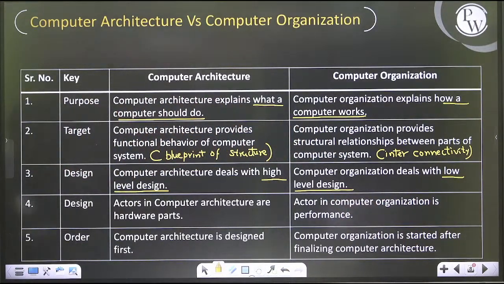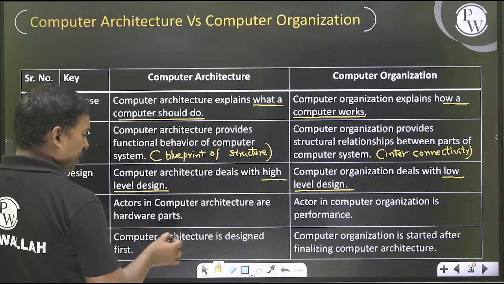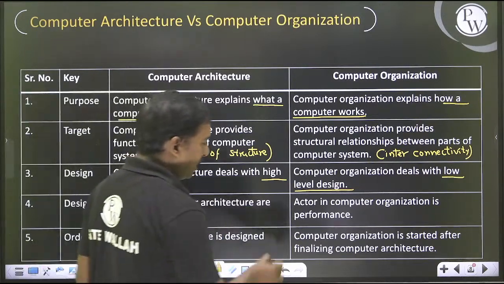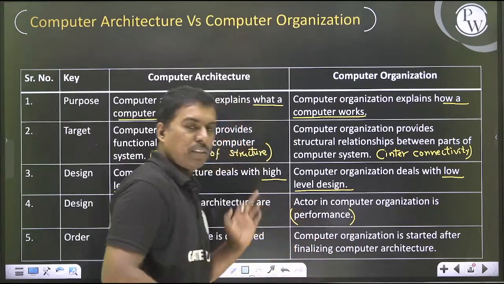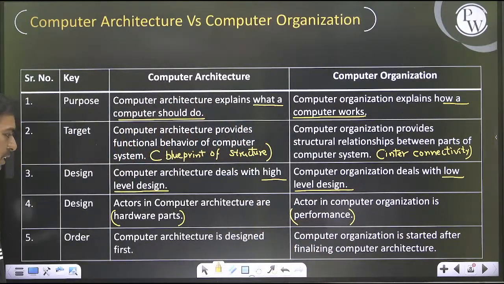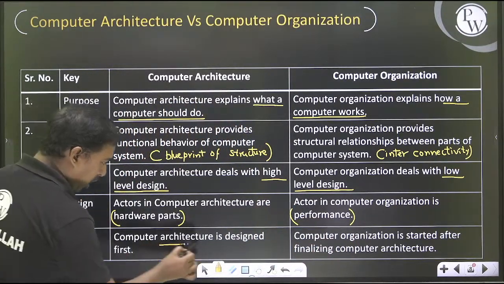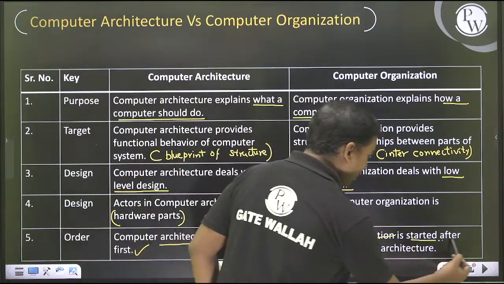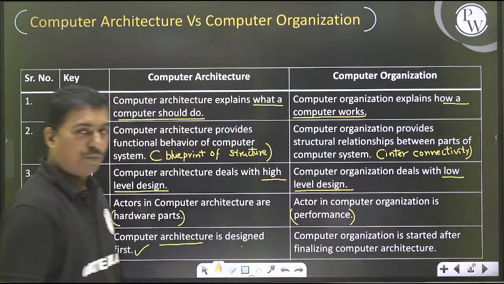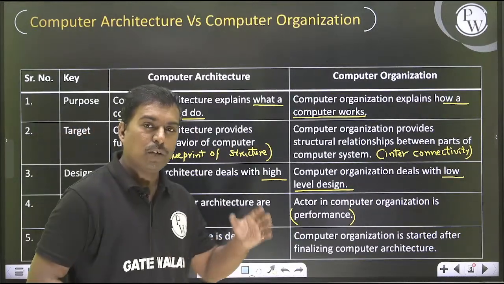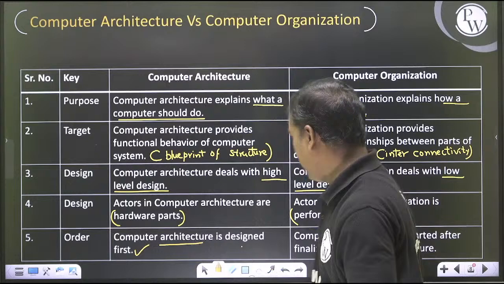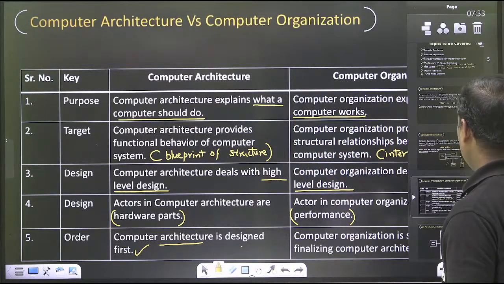Next, the actors in computer systems are hardware parts. It is majorly hardware parts and here performance is the major important point. Next, who comes first? Computer architecture is designed first. Next, computer organization is started after the design. So first आपने architecture को design कर रहे, उसके बाद organization आएगा. Clarity हो गया? Okay, चलो, let us go for the basic architectures.